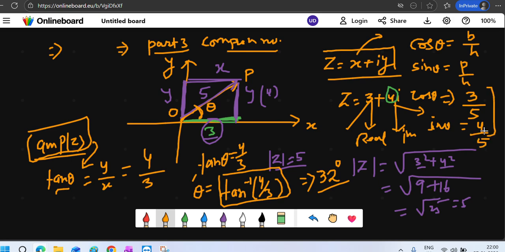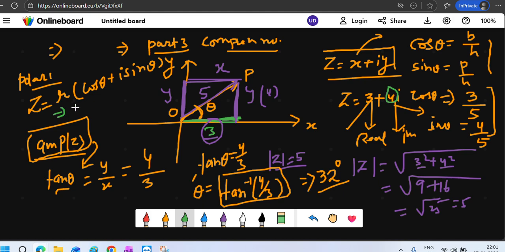Like that, we can find the form called polar representation. By finding these values, you can get the polar representation of the complex number. You can even find that. That is z is equal to r times cos theta plus i sin theta. So what is r here? Let me use this color. r is nothing but mod z.